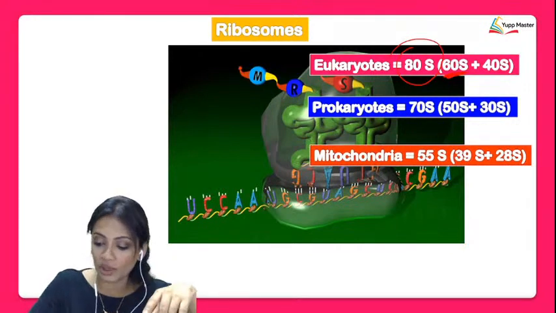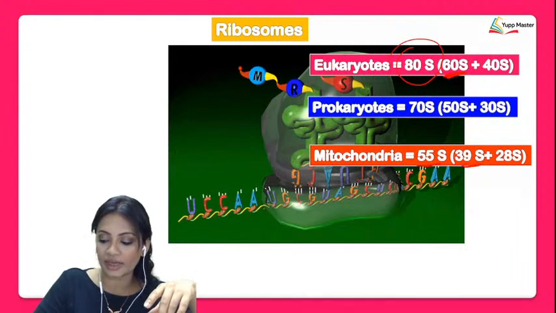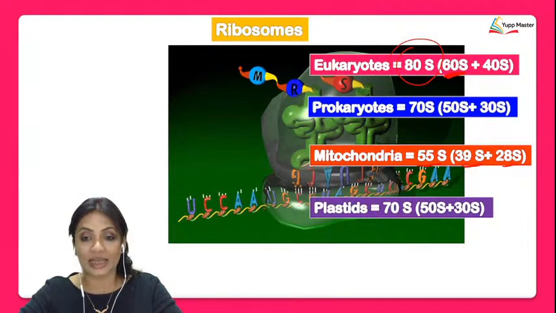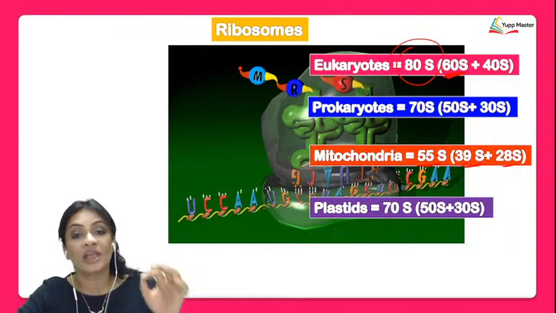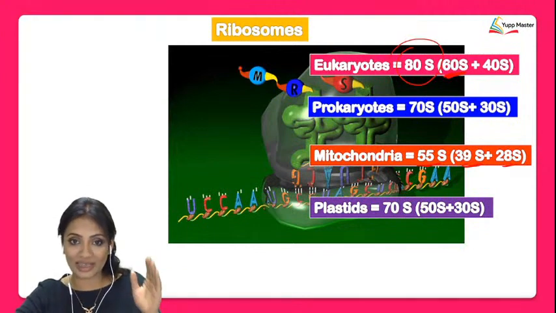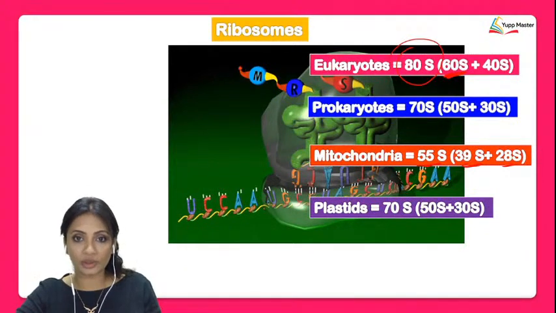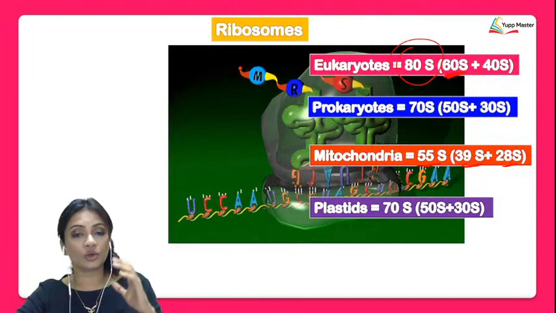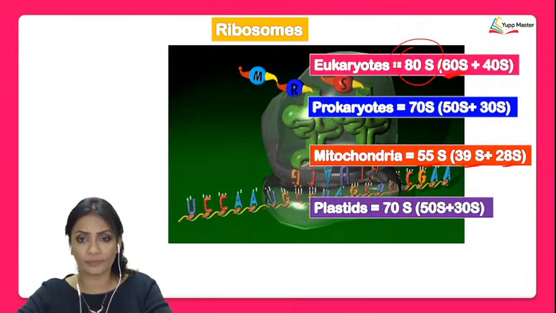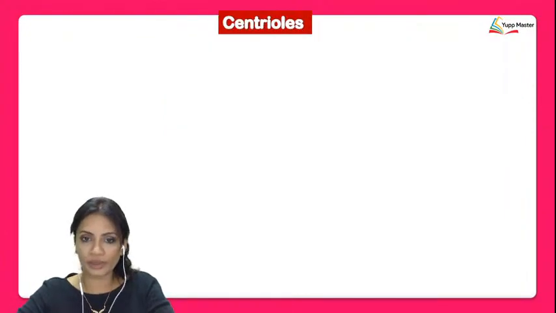Mitochondria, the whole ribosome is 55S, with 39S and 28S subunits. And then plastids: 70S, with 50S as the large subunit and 30S as the smaller subunit. These values of the ribosomes, their settling rates as a whole, the large subunit, and the small subunit, are something you're going to have to remember for MCQs. Any of these can be in the form of an MCQ, the whole equation. So remember these four, alright.